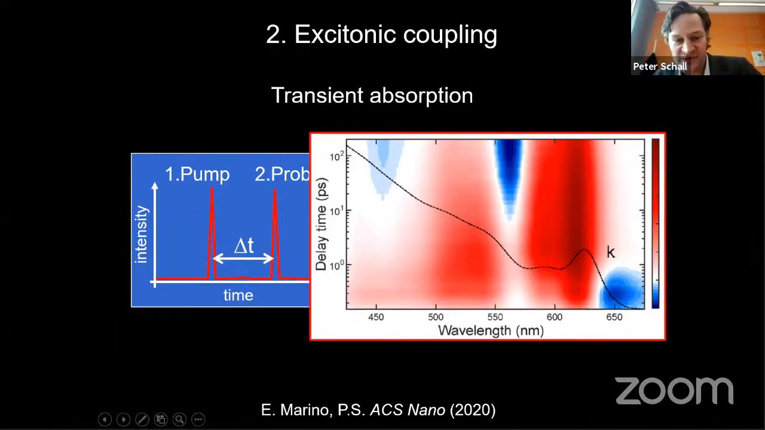How it looks in practice is the following: as a function of wavelength and delay time on the y-axis, you get certain states.